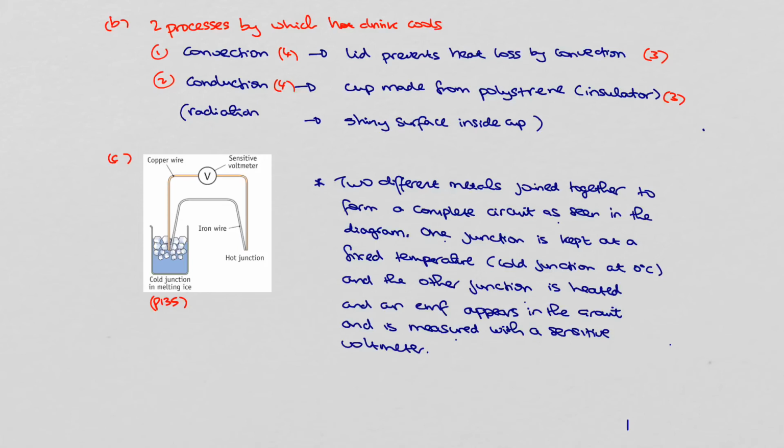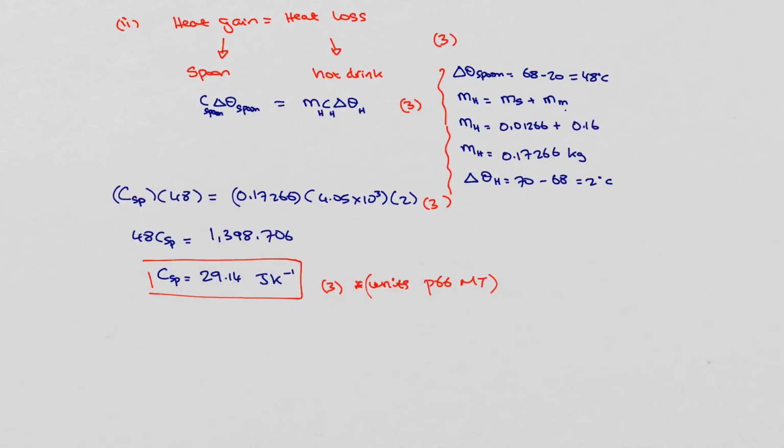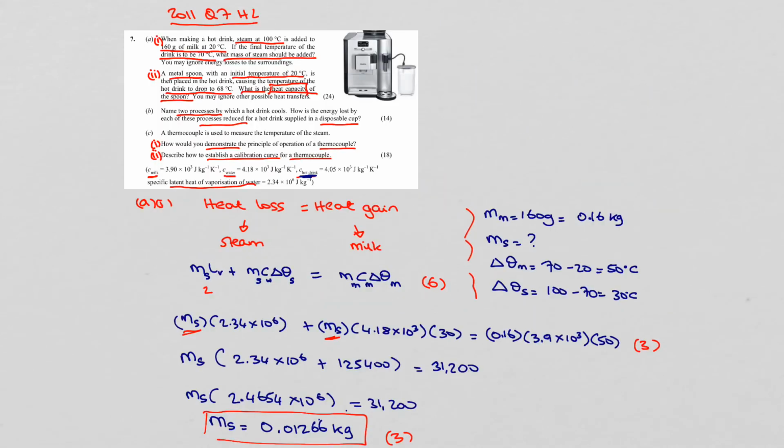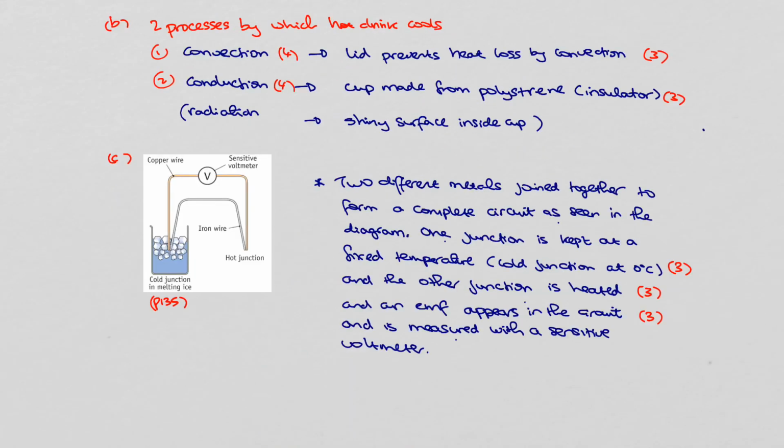Okay, so we had basically 3 marks for talking about our fixed temperature cold junction. We had another 3 marks then for our varying junction temperature, and then 3 marks for our observation. What do we actually see? So that was part 1. And part 2 then says, describe how to establish the calibration curve for the thermocouple.